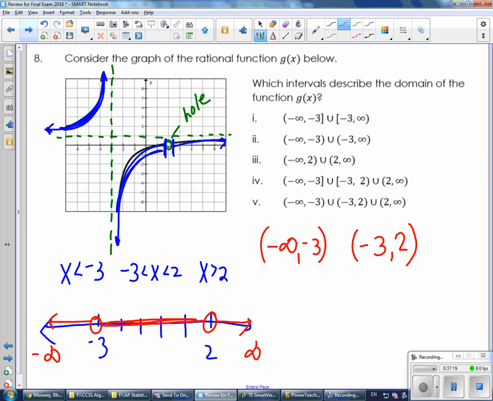And then that last section where my function is greater than 2, meaning that it goes from 2 to infinity. And again, for each piece of these, my function cannot exist at -3 or 2, so I'm using these open brackets. When I put it all together, it becomes a union. And that's what that symbol means if you remember from our probability unit. Okay, and so that's going to correspond to number 5.